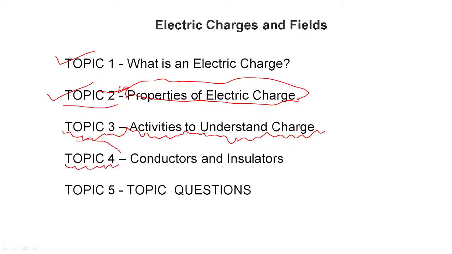Topic number 4 is conductors and insulators. Any object can be broadly classified into either of the following two categories on the basis of its electrical properties. Either it is conductors or insulators, right? Conductors क्या होते हैं?